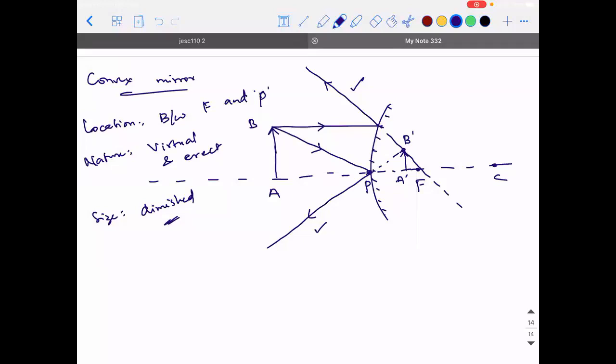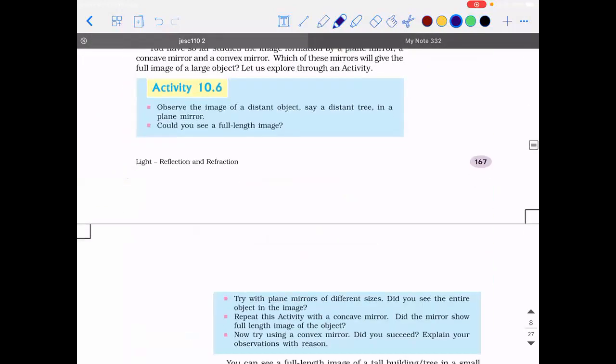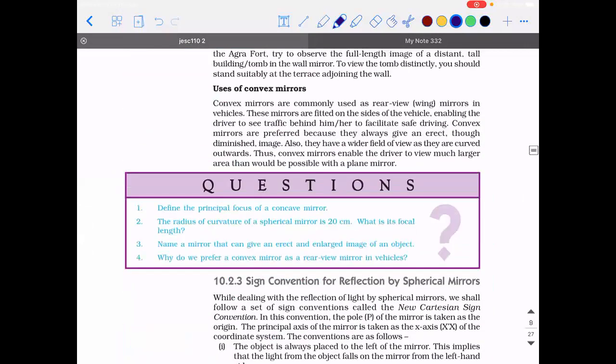So that is why, based on these natures only, these mirrors have certain applications associated with them. What are they? Let's see. What are the uses of convex mirrors? Convex mirrors are commonly used as rear view mirrors in vehicles. These mirrors are fitted on the sides of the vehicle, enabling the driver to see what? The traffic behind them.